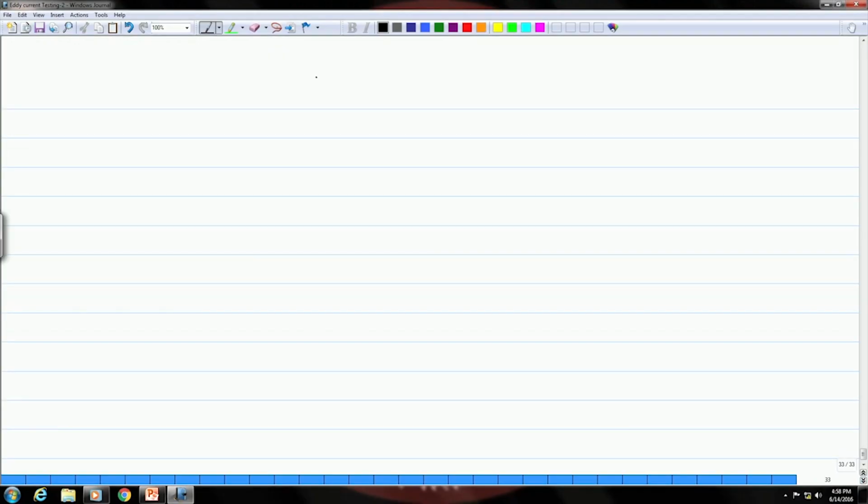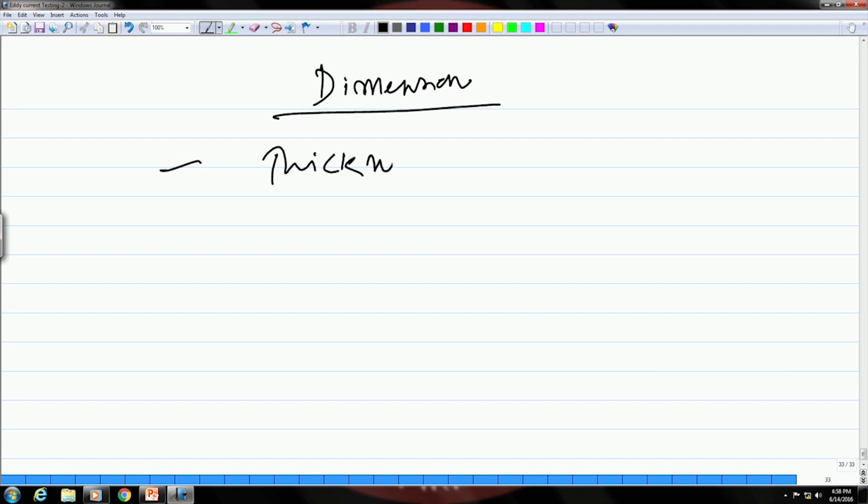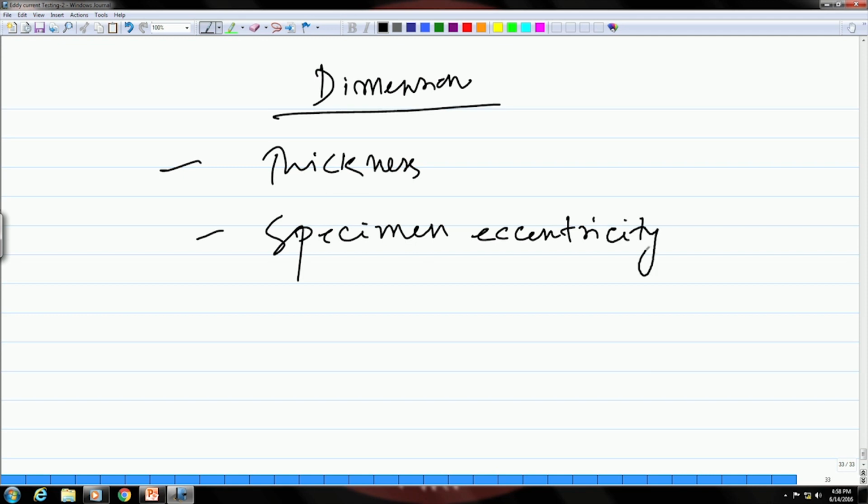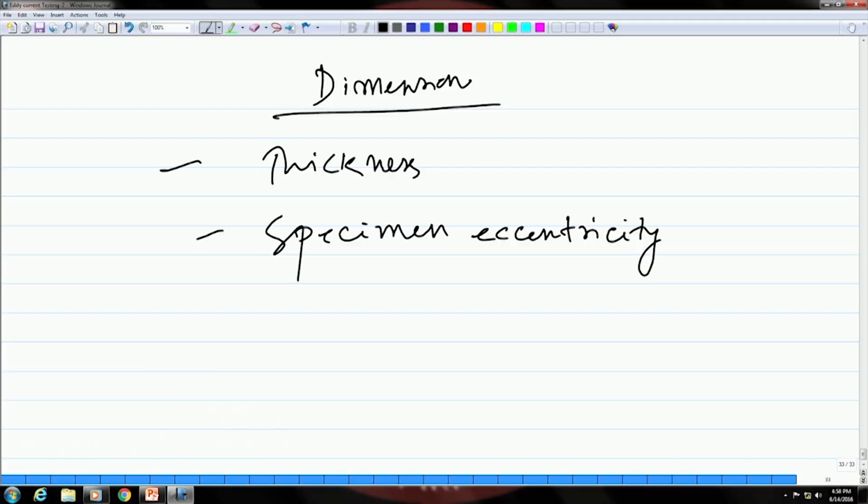Then related to the dimension of the part or the part geometry, there are certain aspects which can affect eddy current testing, like the thickness and the eccentricity of the specimen. That means when you have variation in the geometry from one part to another part on the surface, that could affect it.